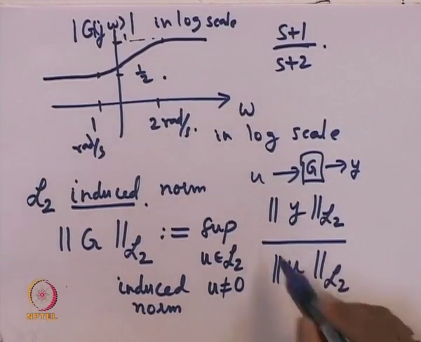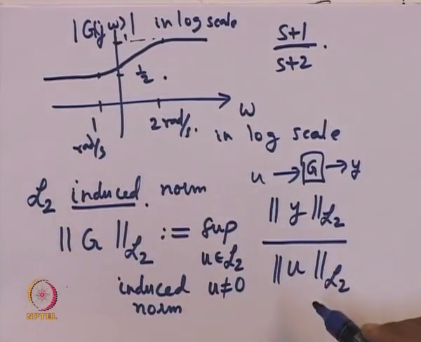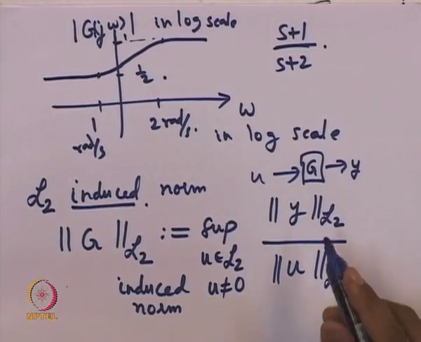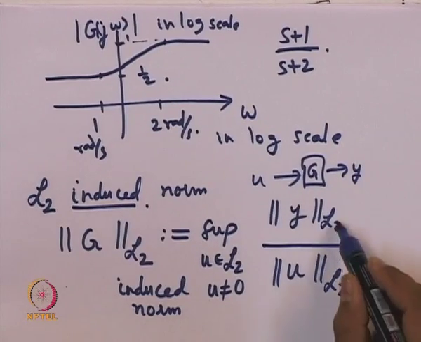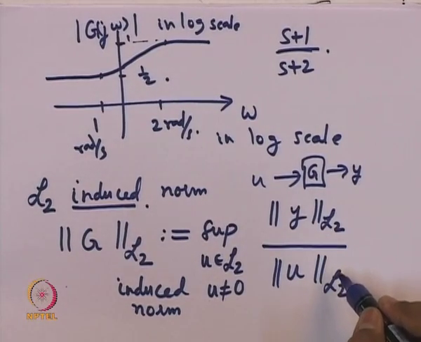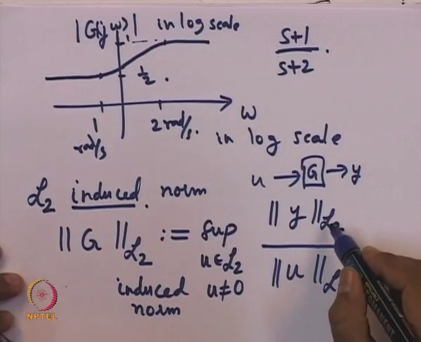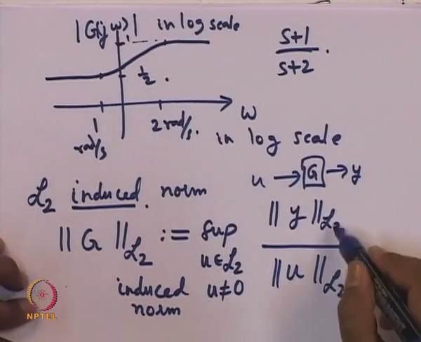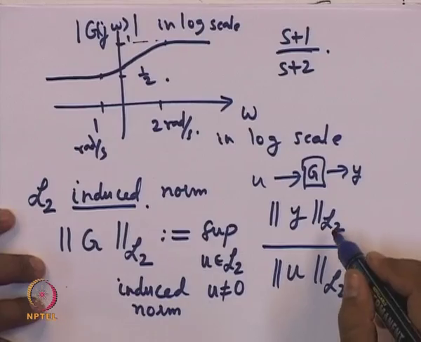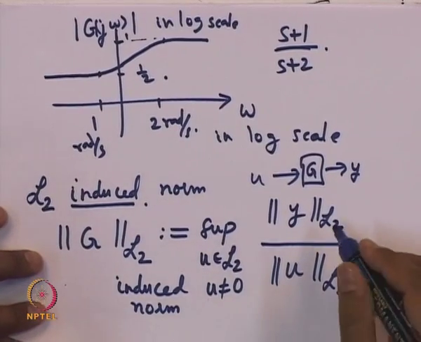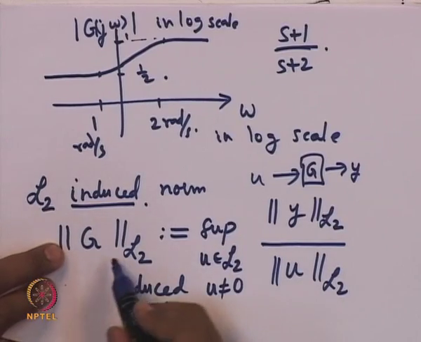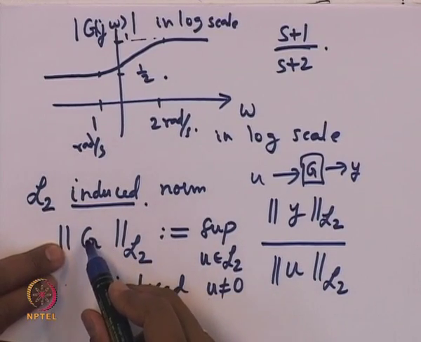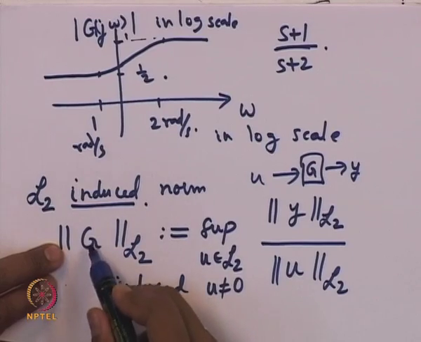So, this ratio indicates the maximum amplification that the system G can cause to an input u, and this amplification is being measured in terms of the L2 norms. Notice that this L2 and this L2 here stand for signals that you have already seen, and hence this is what you already understood, unlike here where this is the L2 norm being used for a system G.